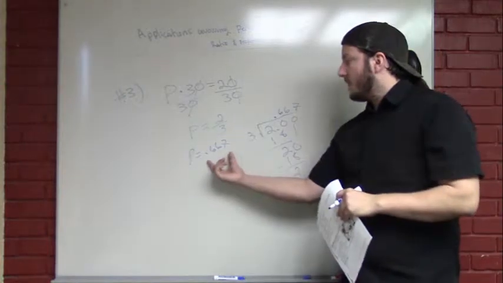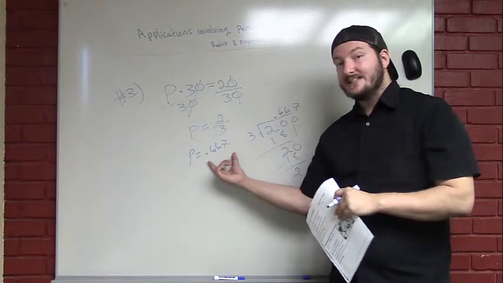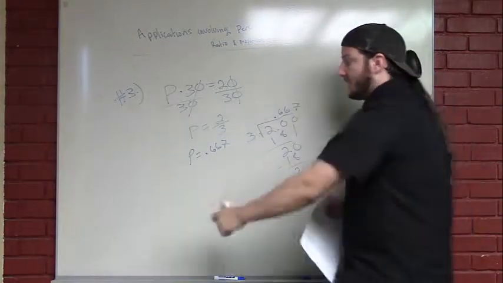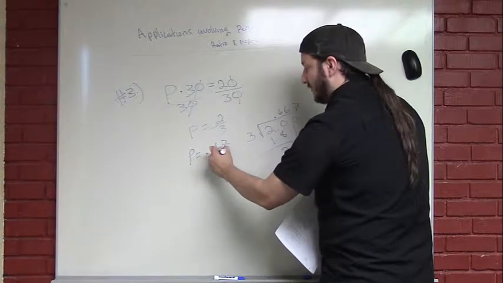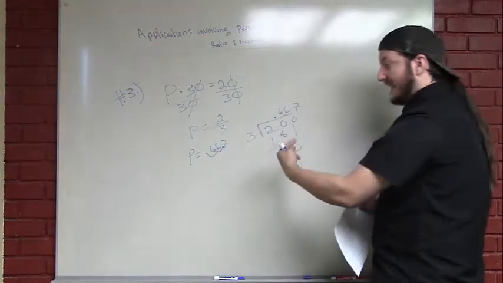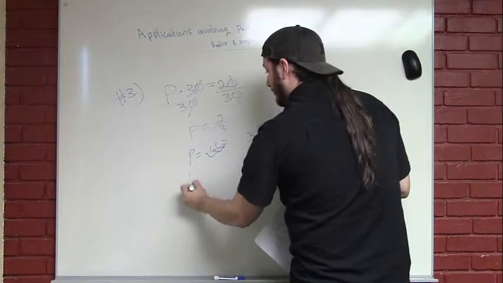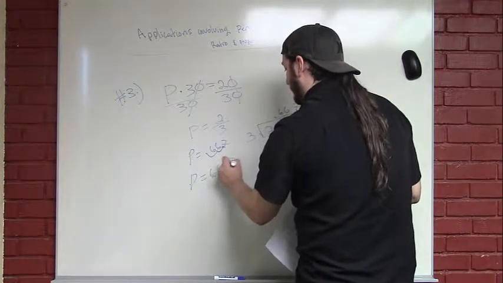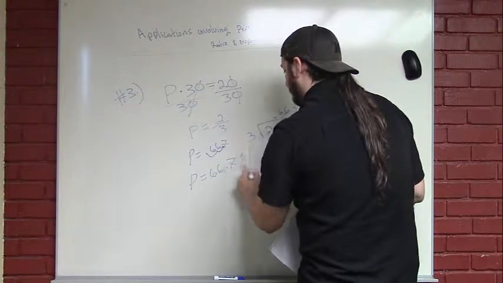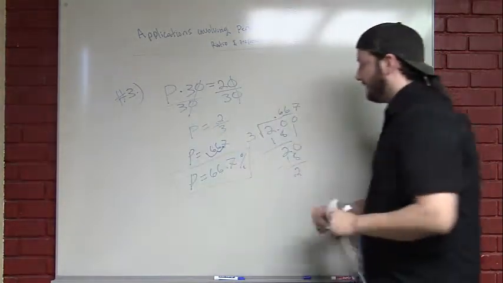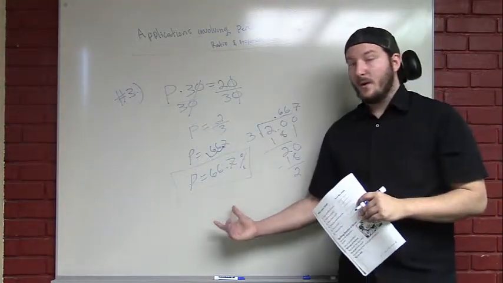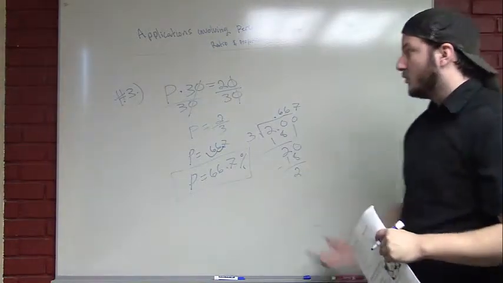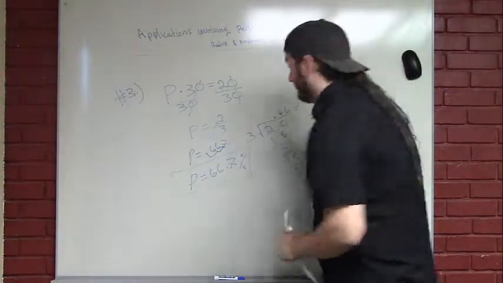So check it out. To turn this decimal into a percent, all you're going to do is move the decimal twice to the right. So your percent is going to be 66.7%. Okay? Cool. And that is it. That's how you do number 3.